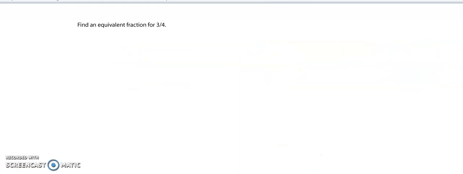Okay, so our last problem set for today is actually finding an equivalent fraction. We'll go back to the beginning of it. So find an equivalent fraction for 3 fourths. And so when we're finding equivalent fractions, instead of simplest form where we divide, in equivalent fractions we want to multiply. So 3/4, I want to find an equivalent fraction for 3/4.